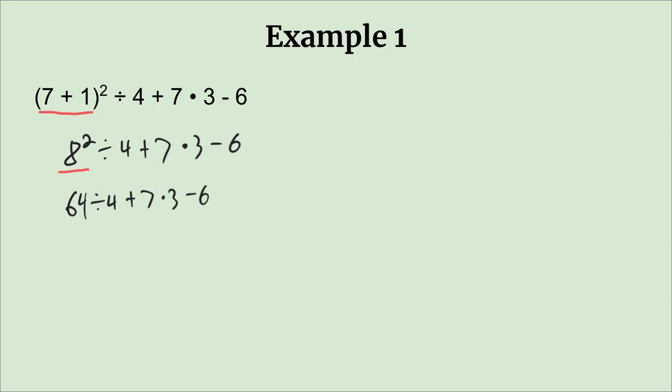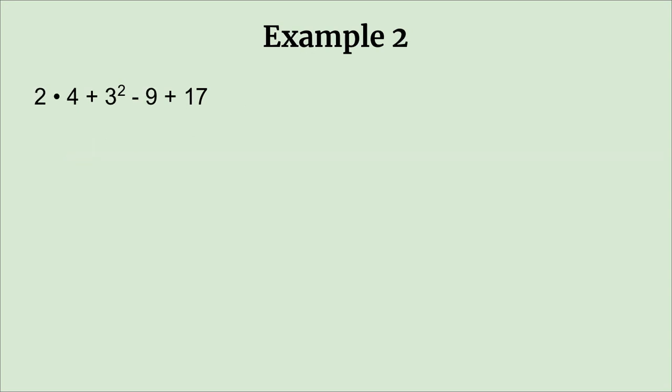Now we can do multiply and divide in the same step, left to right. So we're going to start with that division because it comes first. 64 divided by 4 is 16 plus 21 minus 6. And then we can do all of these together, add, subtract at the same time. 16 plus 21 is 37, minus 6 is 31.